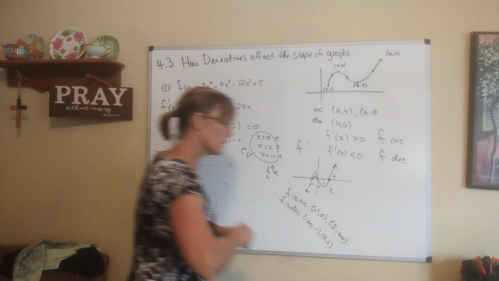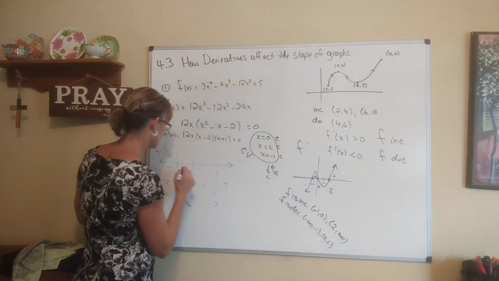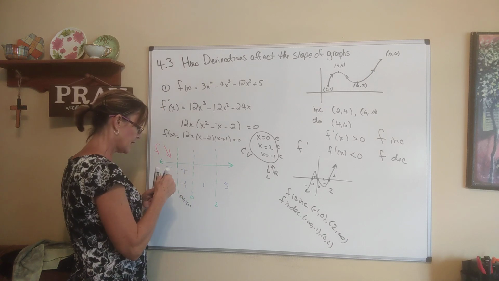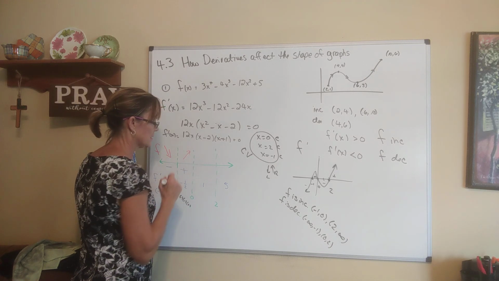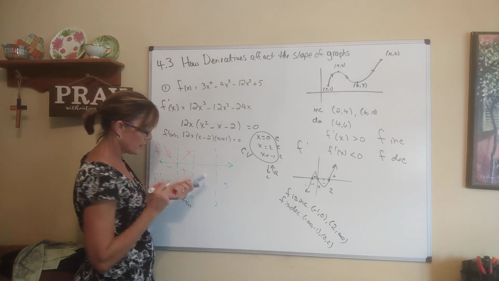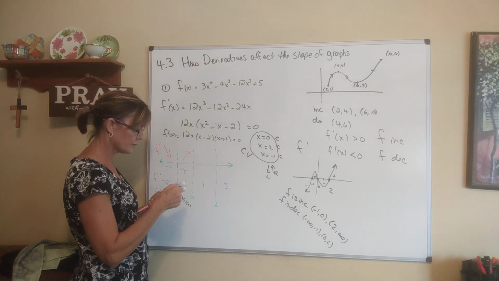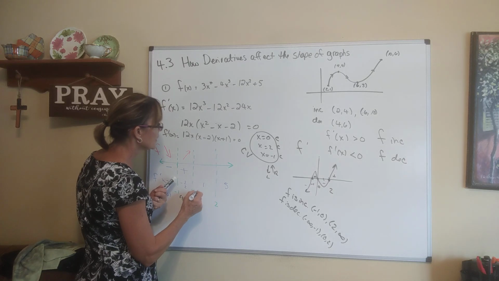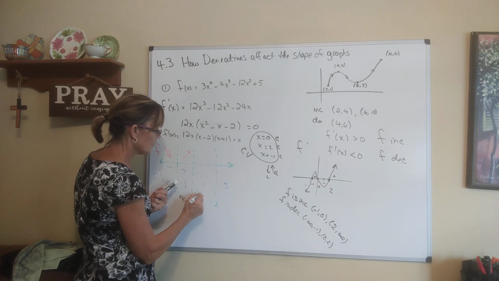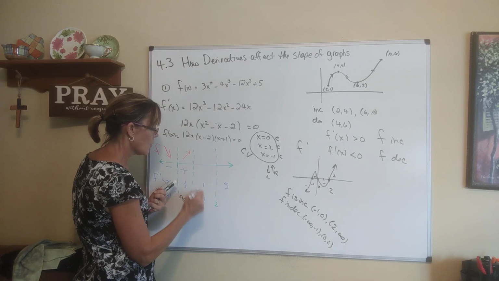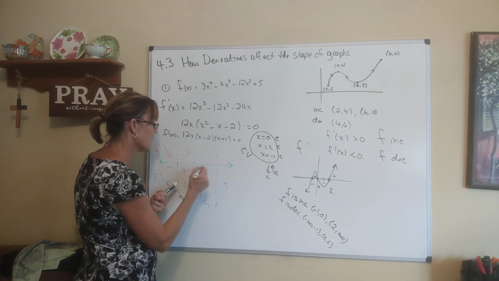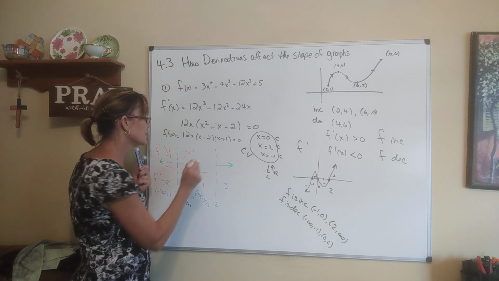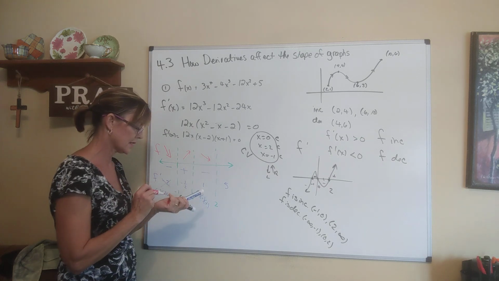positive. Okay, I'm going to try to do better with my colors and stay consistent. That's positive. That means the function f itself is increasing during this region. We could plug in 1, and when we do that, we'll find that 12 times 1 is a positive. 1 minus 2 is a negative. 1 plus 1 is a positive. Positive, positive, negative gives us a negative. That means the function itself is decreasing during that time.